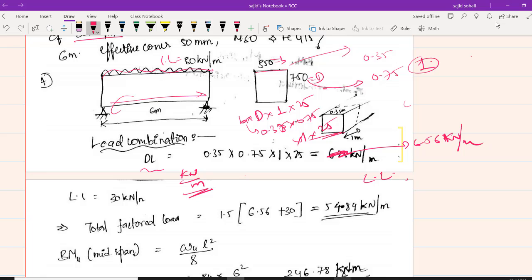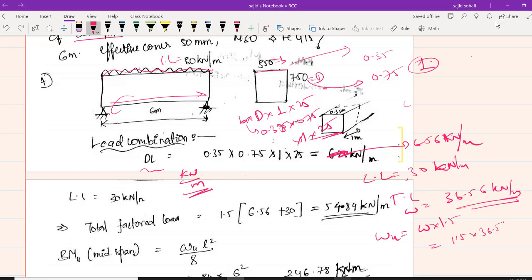So how much live load is acting? 30 kilonewton per meter. So what is the total load acting? Total load, W, is dead load plus live load, which is 36.56 kilonewton per meter. So what will be my ultimate load? Ultimate load will be the load into the partial factor of safety, which is 1.5 times DL plus LL, right? So 1.5 into 36.56, I will get 54.84 kilonewton per meter, right?